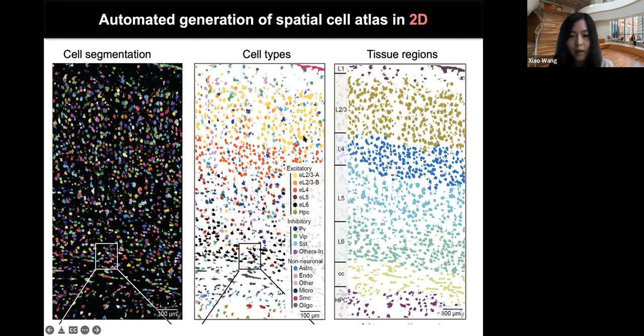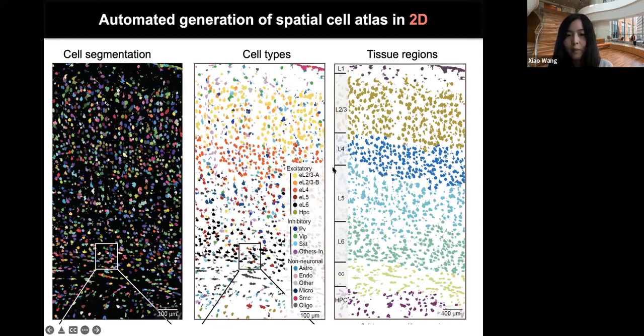You can see we can reconstruct the layered structure of the cortical regions, the cortical layers in the mouse brain tissue. And then next, by using this local gene expression matrix, we can further define tissue regions. As you can see here on the right panel, the tissue regions that are defined by molecular gene expression align really well with the prior knowledge of the cortical layers of the mouse brain tissue.